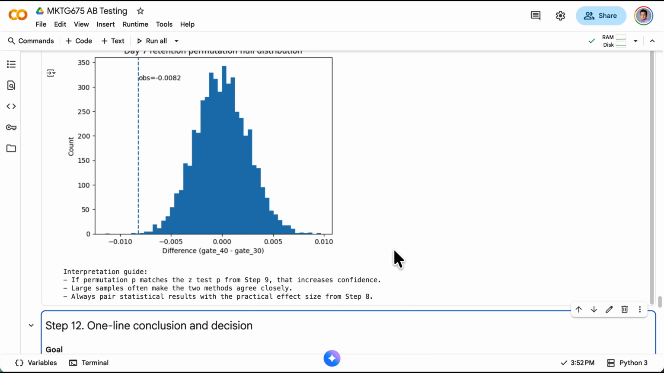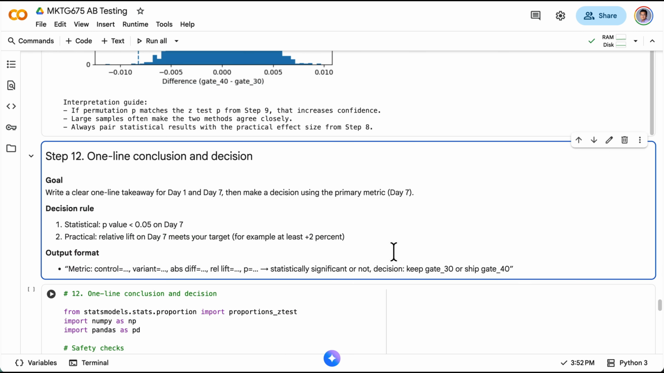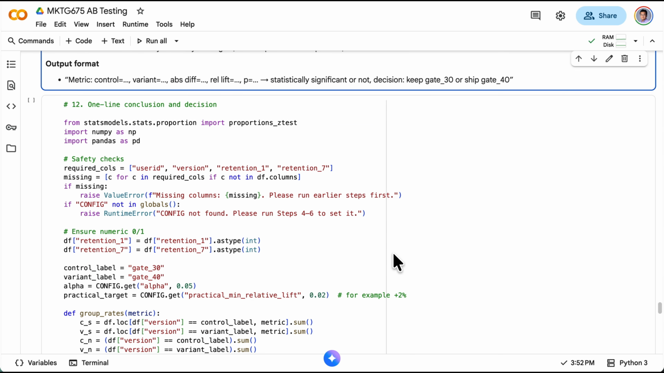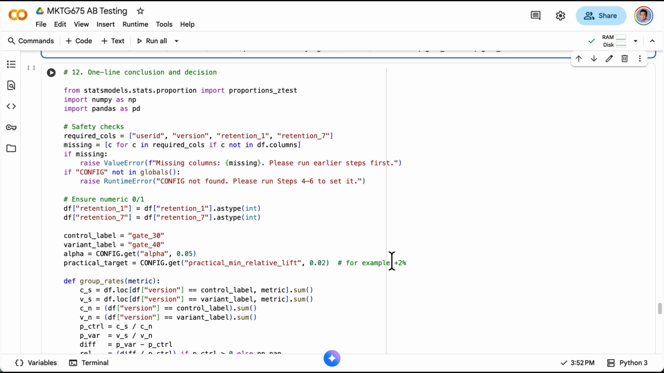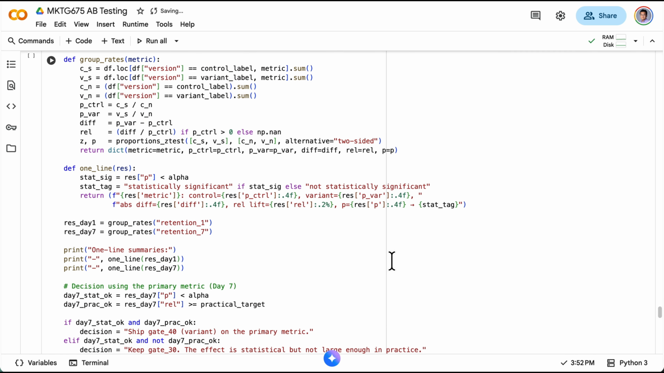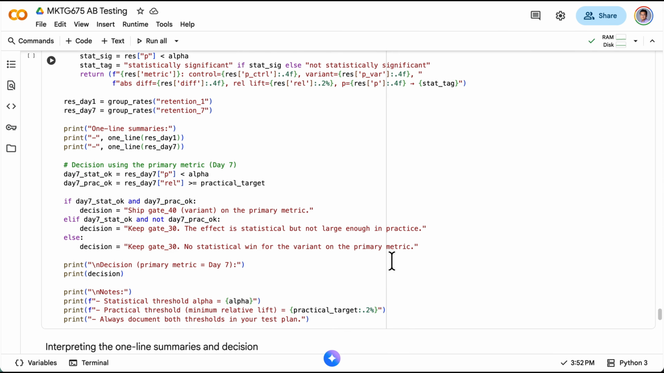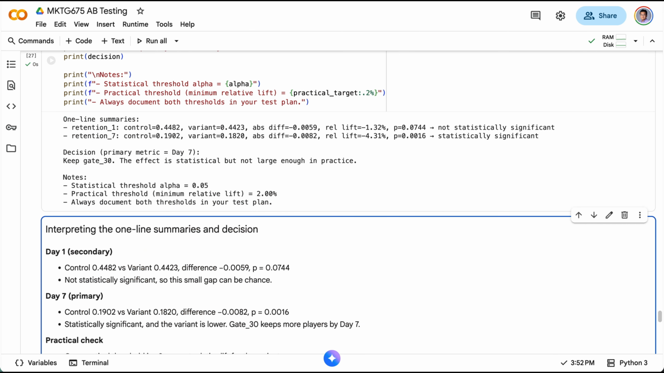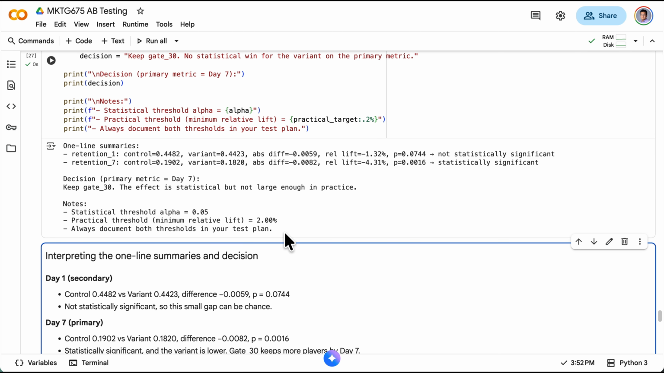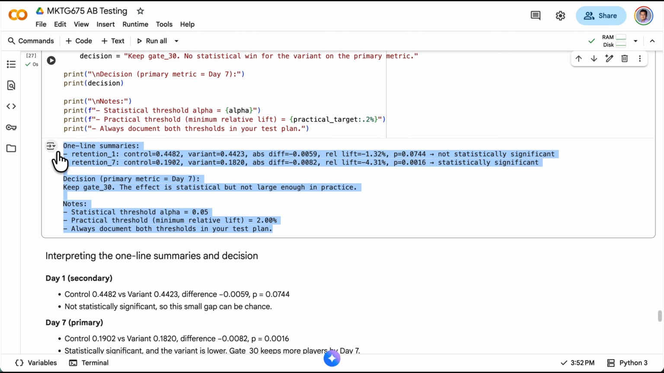by chance really looks like. Now we condense everything into a simple one-line summary for each metric and then make a decision using the primary metric, day 7. For day 1, the line reads, control equals 0.4482, variant equals 0.4423, absolute difference minus 0.0059, relative lift minus 1.32%, p equals 0.0744, not statistically significant. So for day 1, we do not claim a real difference.